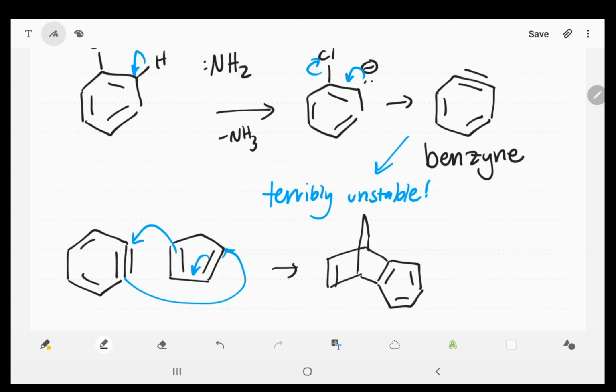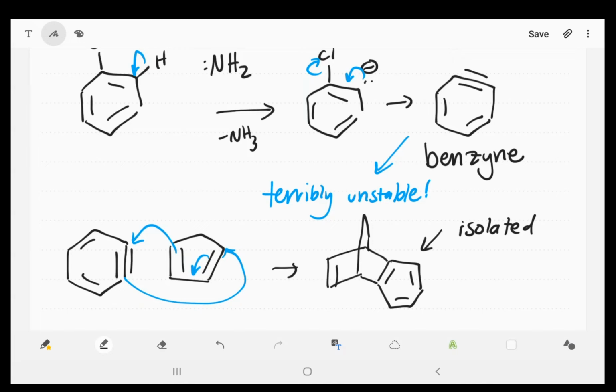So there's evidence that this happens. So this can be isolated, right? This is not an unstable compound, this Diels-Alder adduct, but the benzyne is. And we remember that we could react alkynes as dienophiles, and so there is evidence that this is the intermediate here. So it's weird.